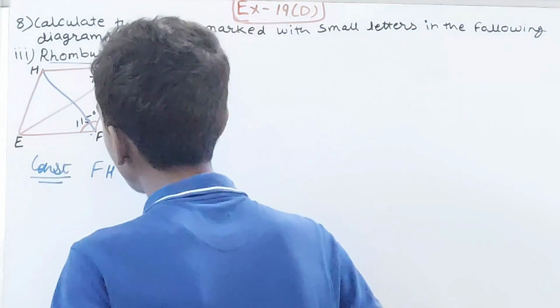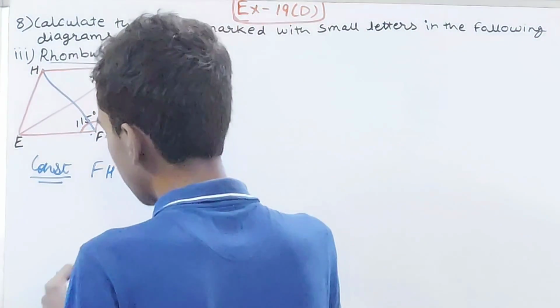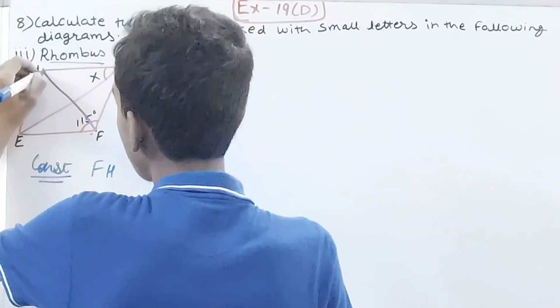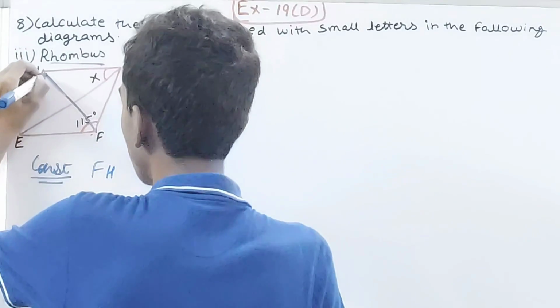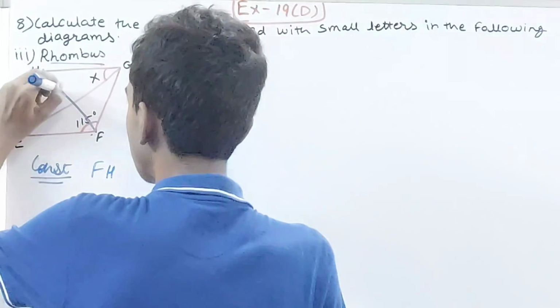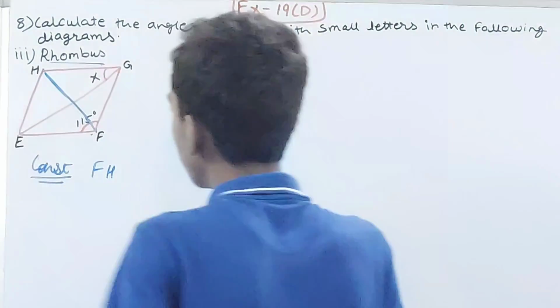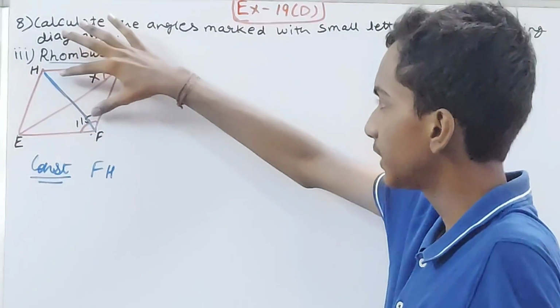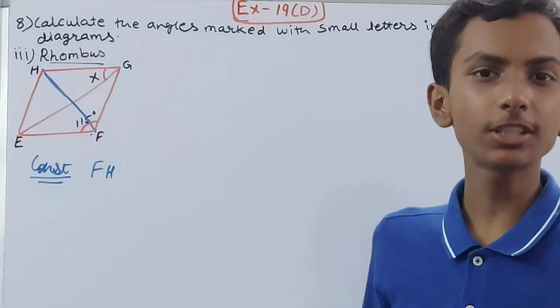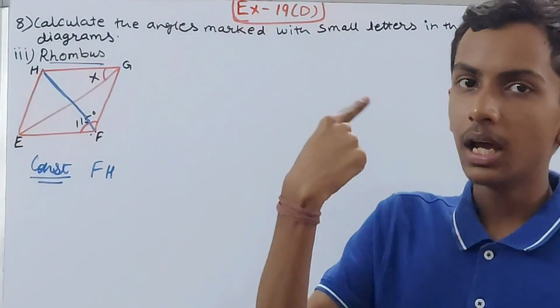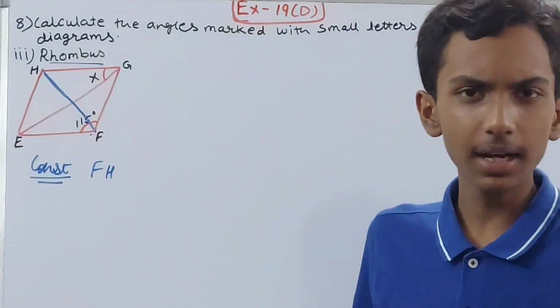Oh, wait a second. Right. We'll construct this diagonal that is called FH. Take this as a straight diagonal. Okay, it's not appearing, but doesn't matter. Right, so FH is constructed. That means FH will what? It will bisect the interior angles or not?